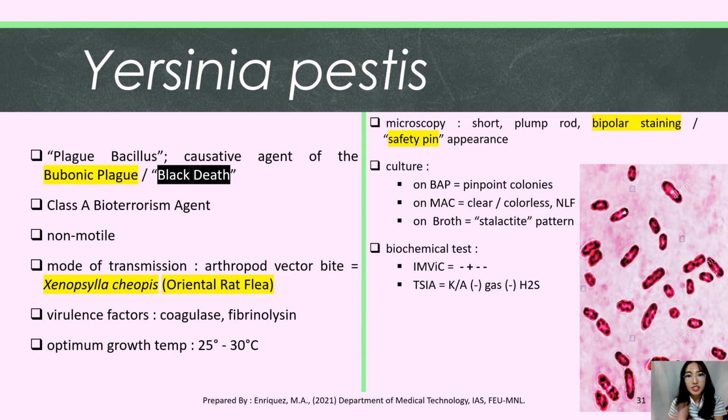So, now, medyo naiiba po yung microscopic morphology niya from all the other Enterobacteria, because although, yes, this is still considered as a straight gram-negative bacilli with rounded ends, it has an odd staining pattern that has been described as a bipolar staining pattern, or a safety pin appearance, as we can see here in this photo to the right. Here is a list of its appearances on different culture media. Tapos ito naman po yung mga biochemical test results nila.